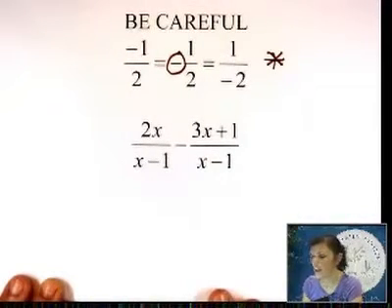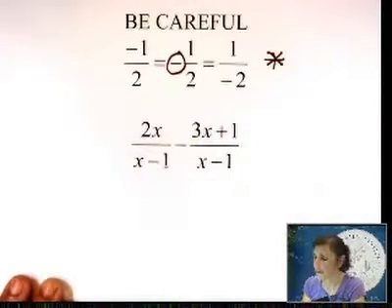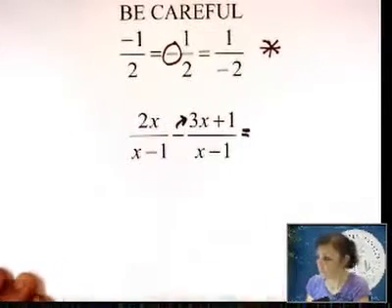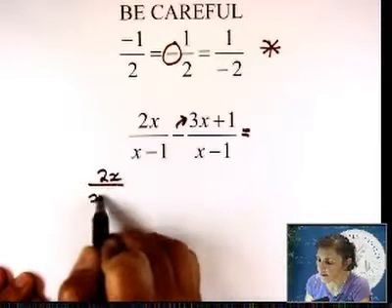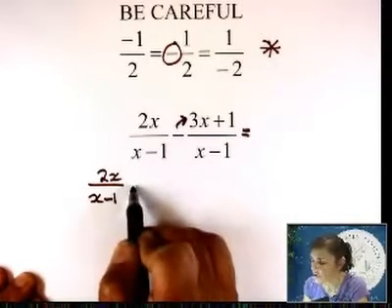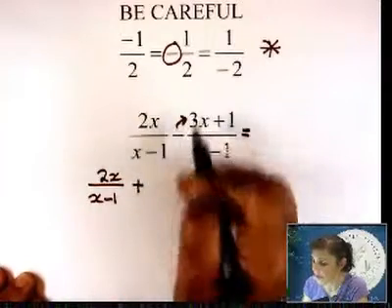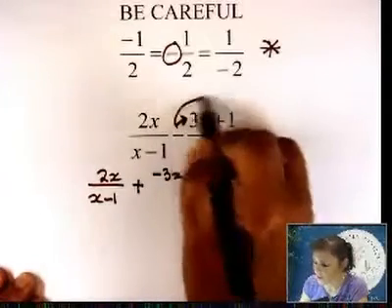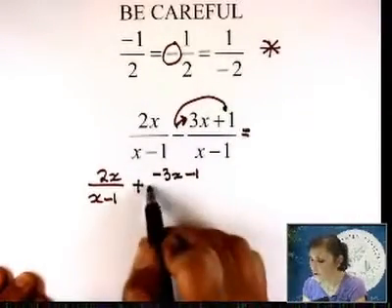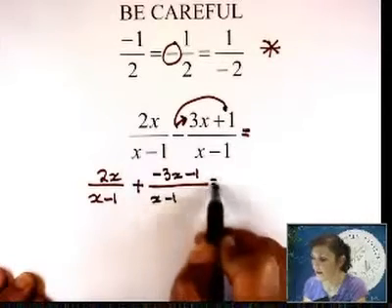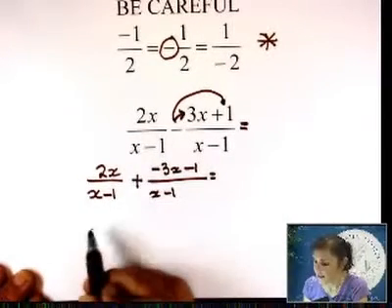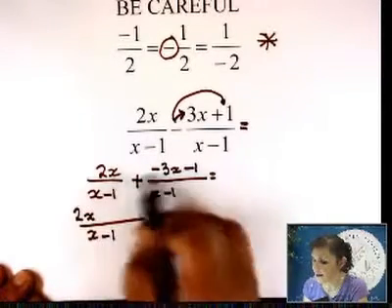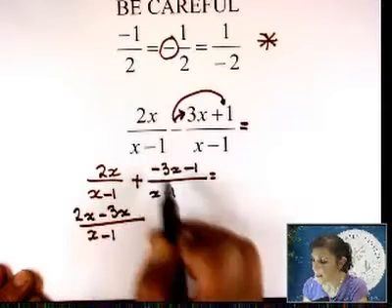In other words, if I have a negative in front of something, I can work that negative in. Watch. This is going to be 2x over x minus 1. I can write it like this, plus, and I can work that negative in, negative 3x, negative 1. Do not forget to work that into both terms. And guess what? I will have x minus 1 at the bottom, and on top you're going to have 2x minus 3x minus 1.